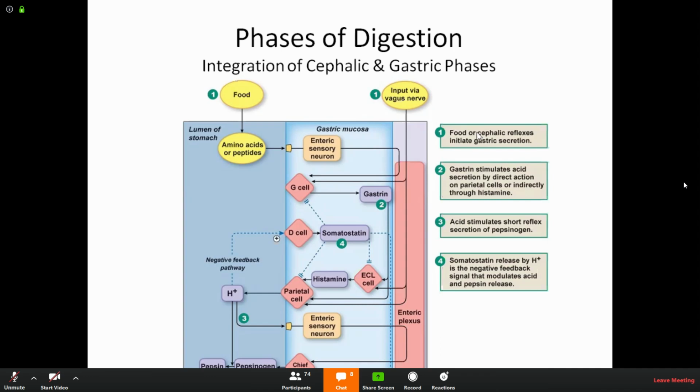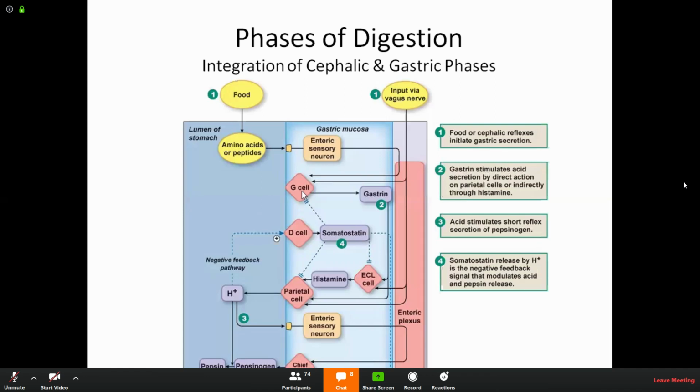So the vagus nerve is supplying all. Look at this. The vagus nerve is stimulating the G cells, the parietal cells, and the enterochromaffin-like cells. The vagus nerve that supplies the parietal cells and ECL cells secretes acetylcholine as the neurotransmitter, whereas the vagus nerve that supplies the G cells releases gastrin-releasing peptide as the neurotransmitter.